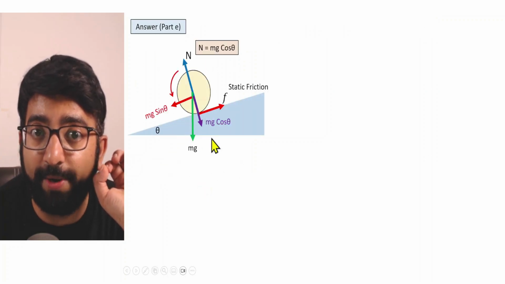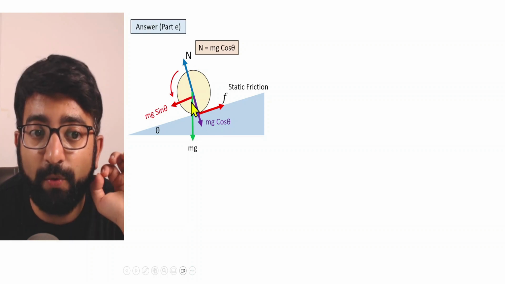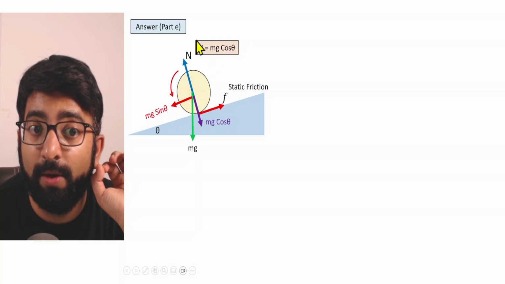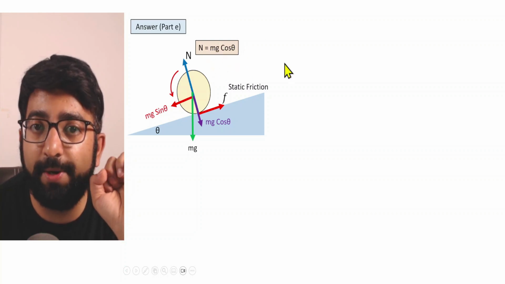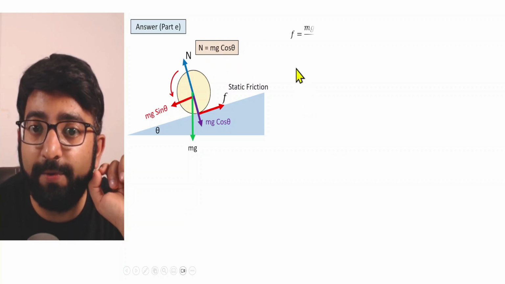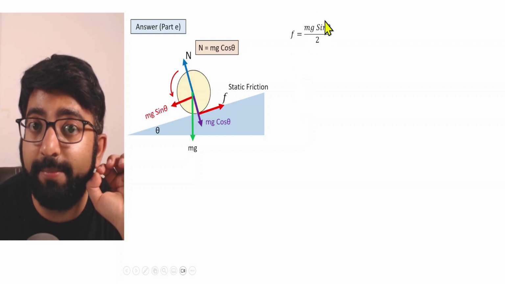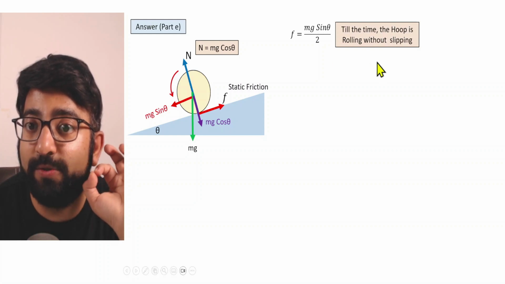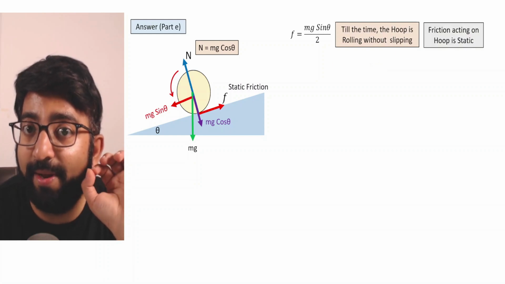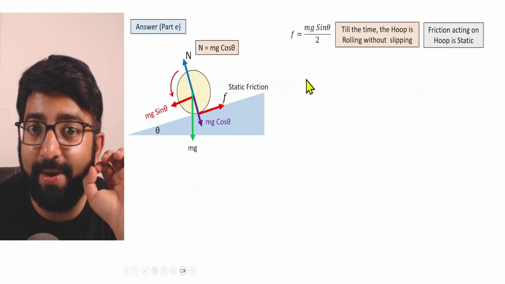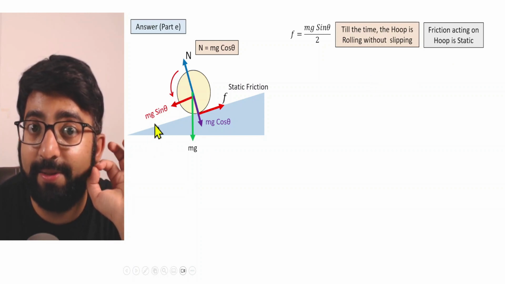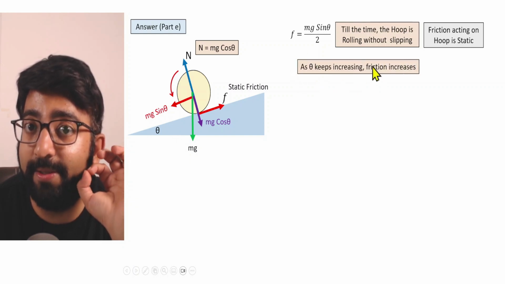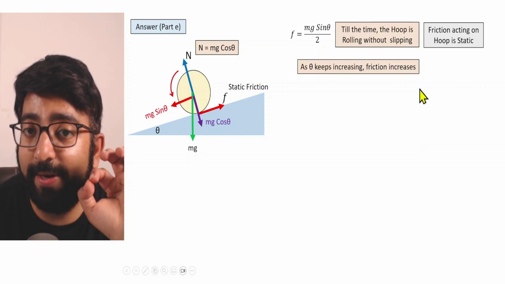So let's start with the free body diagram of the hoop, where we have broken down the mg into two components, mg cos theta and mg sin theta. Normal reaction is equal to mg cos theta. In the previous part, part D of the question, we had derived friction is mg sin theta by 2. So read this. Till the time the hoop is rolling without slipping, friction acting on the hoop is static. And now if we focus on the angle of incline theta, as theta keeps increasing, the value of friction will increase. And why is that happening?